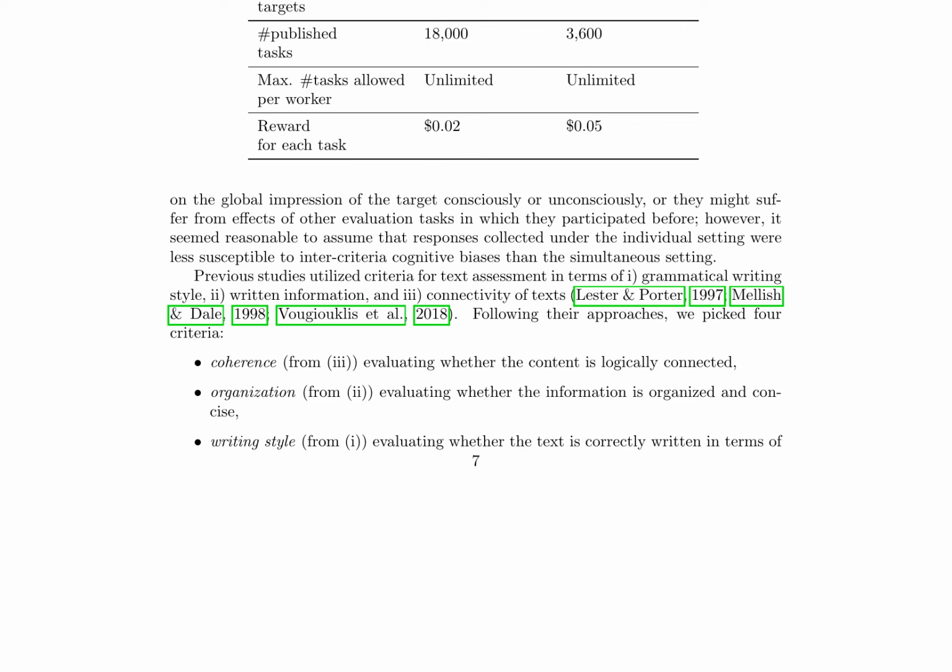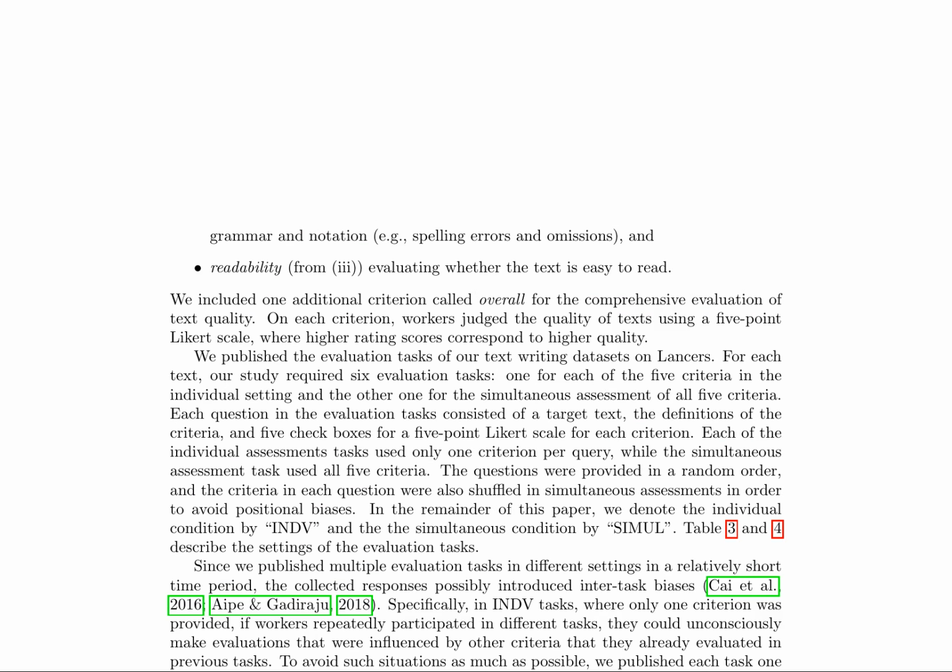Similarly, the evaluation tasks for profiles consist of 36 evaluations and 18,000 published tasks, with the same unlimited task allowance and reward structure. This design enables a comprehensive assessment of reviews and profiles, reducing the influence of cognitive biases. The evaluation of text quality for a dataset of restaurant reviews and profile statements involves assessing criteria such as grammar and notation, readability, and overall quality on a 5-point Likert scale.